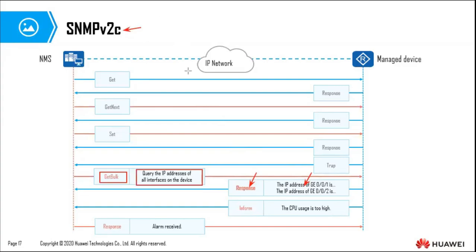Otherwise, version 2C also introduces another new packet called the inform packet. Now, the inform packet is used to send traps, just like in version 1. Of course, we still have traps, so you might wonder then, why do we need inform? Now, the main difference between inform and trap is that for inform, it sends proactively traps to the NMS.